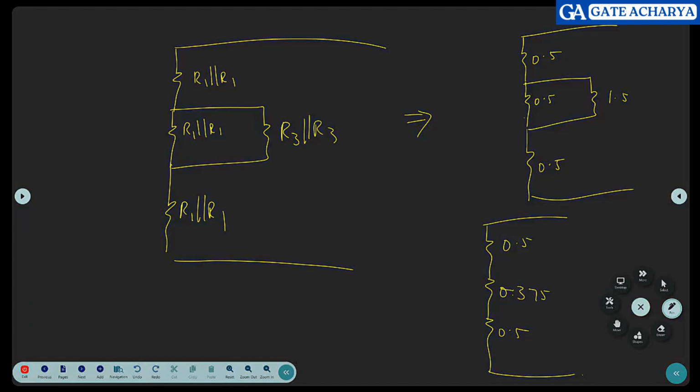What is the new thing you should have learned through this problem? Wheatstone bridge or bridge circuits.